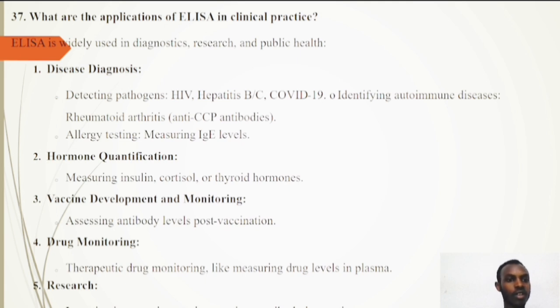We use ELISA for vaccines, assessing antibody levels after vaccination. And we use ELISA in therapeutic drug monitoring, like measuring drug levels in the plasma. When we are measuring the amount of drugs in the blood or plasma, we use ELISA, where the enzymes will detect the antibody that binds the antigens in those drugs.